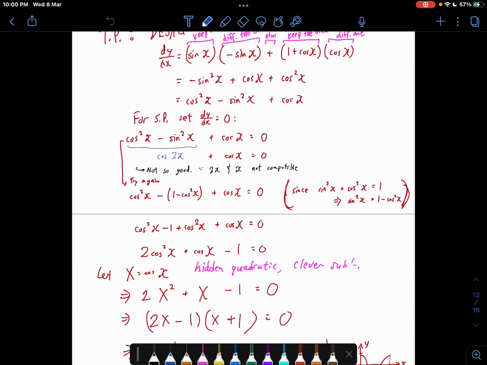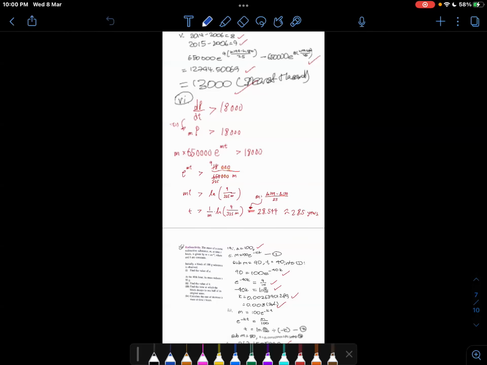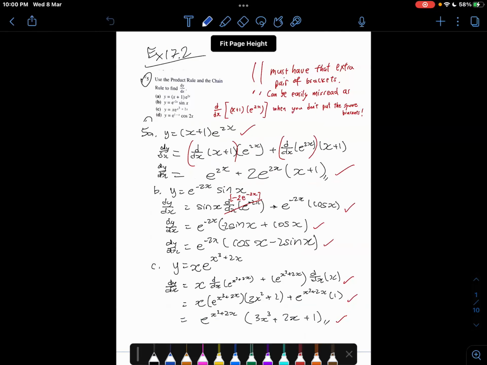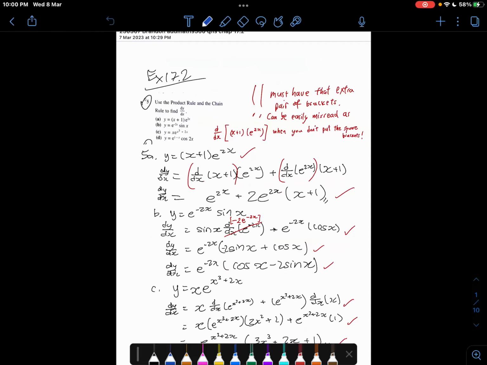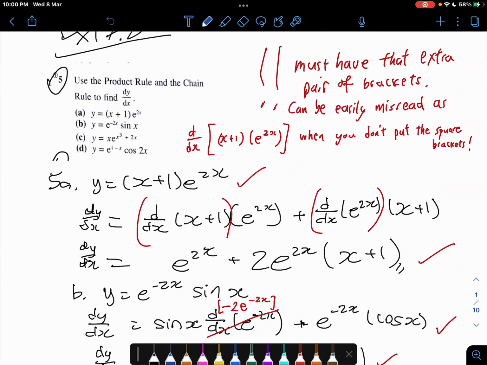Next one, 17.2. Okay, so most of them are well done. Just be careful when you do product rule with the d by dx notation. Make sure you have the extra pair of brackets around here, because without the pair of brackets, it may easily be misread as an invisible pair of square brackets here. Then you'll be using product rule again, which is not accurate.